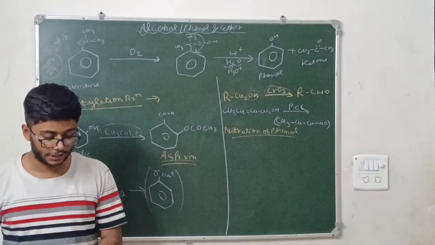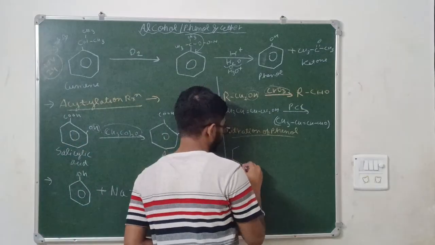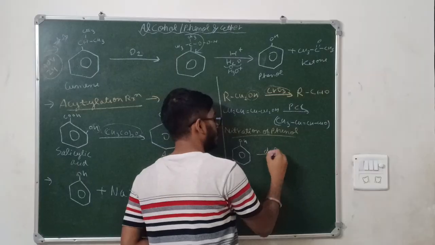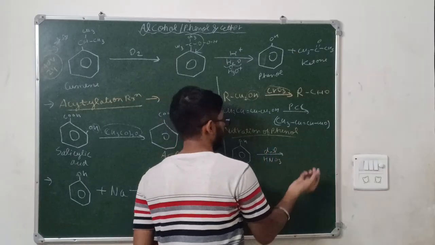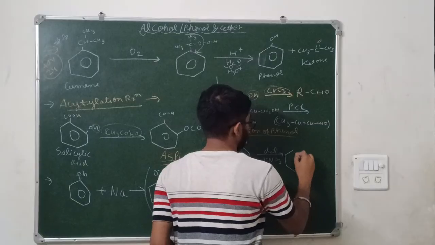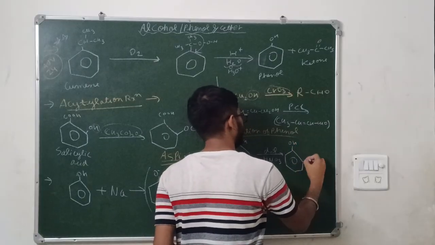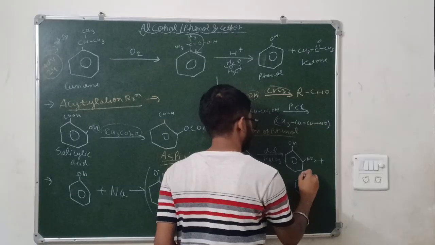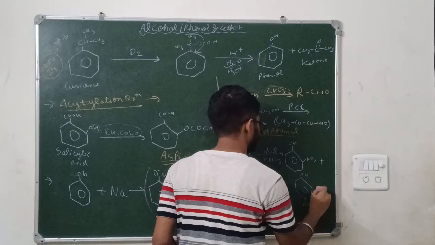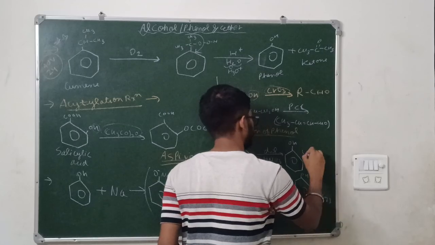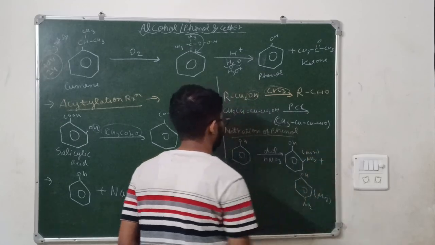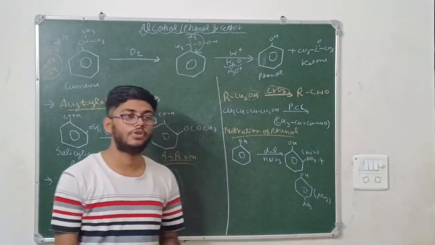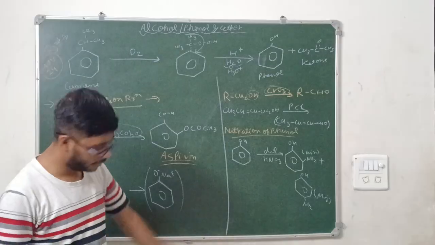Nitration of phenol. You can do this like OH, and what is the reagent? Dilute HNO3. Do you know what product is made? NO2 at para and NO2 at meta. This is major and this is minor. This is the nitration of phenol.